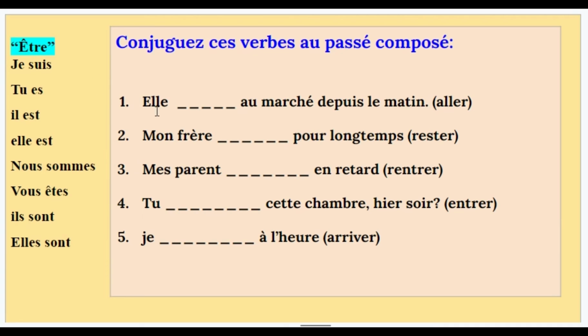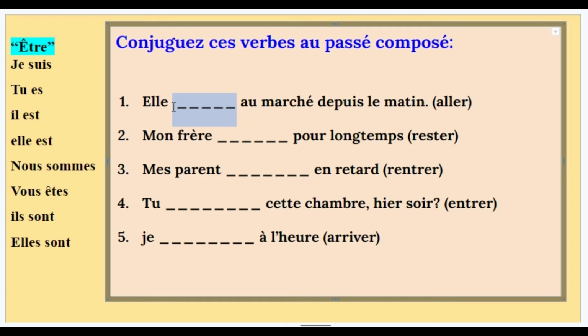Okay? Now the sentence here goes like this: Elle dash au marché depuis le matin. The sentence we want to say is, she went to the market since morning. How do we put aller au passé composé? Remember, I have said before, you just need to remove the ER and put E accent aigu. Now let me put it here. The first thing to do is to conjugate être.